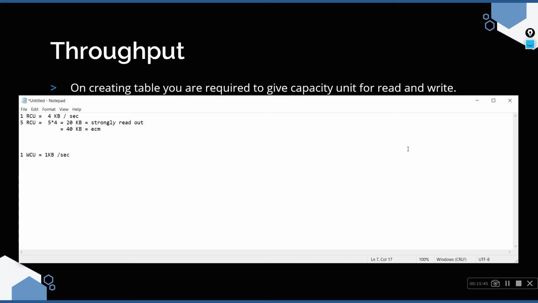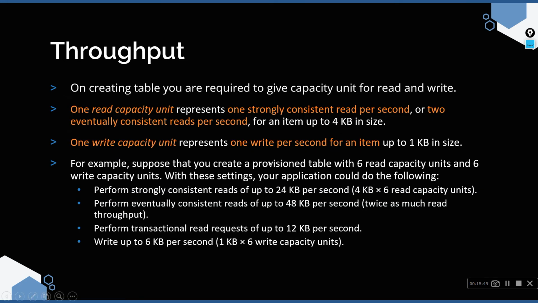Whenever you create your table, you have to specify the read capacity unit and write capacity unit based on the requirements. You'll have a fair understanding of how your application has to perform and what kind of throughput your application should be able to handle. Based on that, you set your read capacity and write capacity units, and your application will be auto scaled to handle this particular requirement.